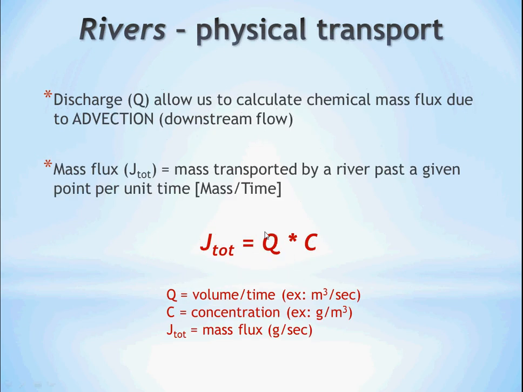Okay, so then you can use discharge to calculate the mass of a chemical transported by a river past a given point per unit time. So this is just mass of chemical per unit time in a river. And we call this J total, or J tot. That's discharge times concentration. By the time you're watching this, you'll have already done this in the mass balance calculation. This is like the output times the concentration of the lake. So it's the same idea, just in a river now.